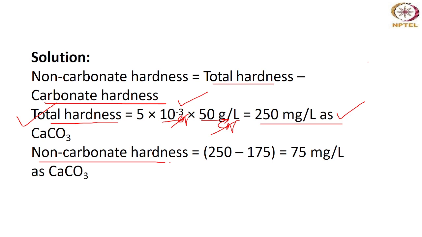So the non-carbonate hardness equals total hardness minus the carbonate hardness. We already calculated the carbonate hardness, that is 175. If you subtract that from 250, you will get 75 mg per liter as CaCO3.